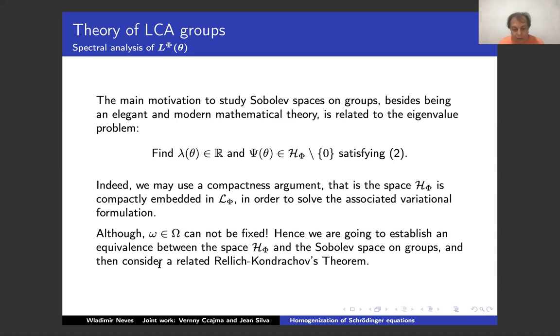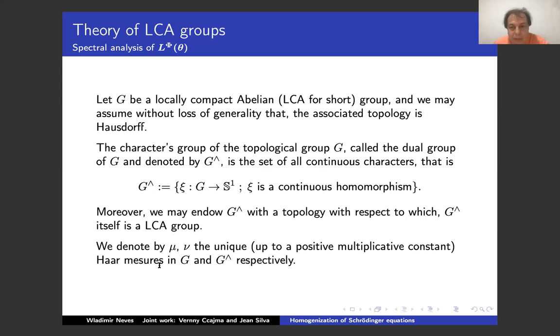So somehow now, to resolve this eigenvalue problem, we are going to give some structure on the probability space omega. As usual, let G be a locally compact abelian group, and we may assume without loss of generality that the associated topology is Hausdorff. We are going to denote by G hat the dual group of G, which is given by the set of the characters of G. Moreover, we may endow this G hat with a topology with respect to which this set is itself a locally compact abelian group. In fact, even if G is not a locally compact abelian group, G hat is. Just to fix the notation, we are going to say that mu and nu are the unique Haar measures with respect to G and G hat, up to a multiplicative constant.